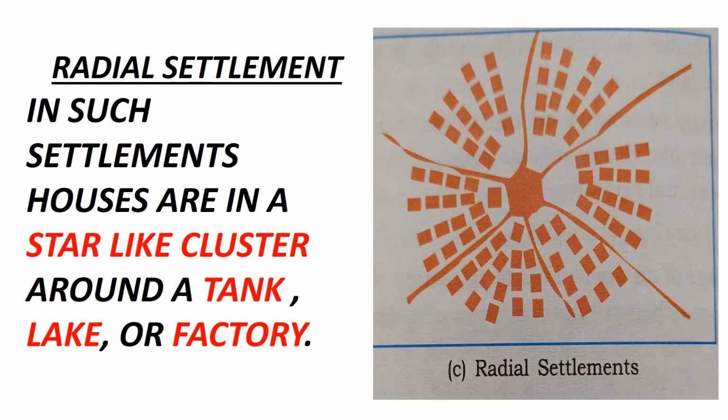Next one is radial settlement. This type of settlement you will find generally in the hilly areas. In such settlement, houses are in a star-like cluster around a tank, lake or factory.